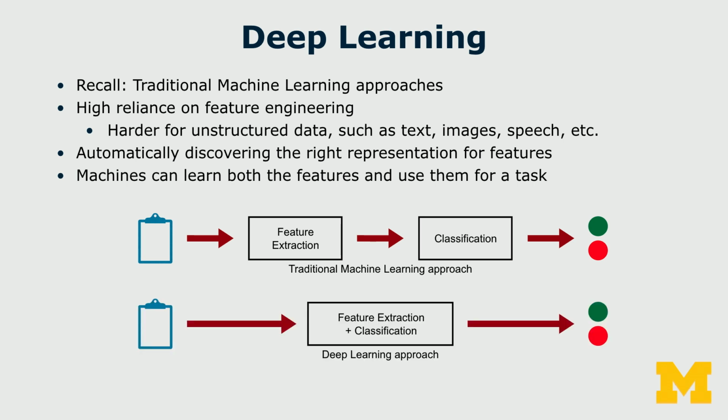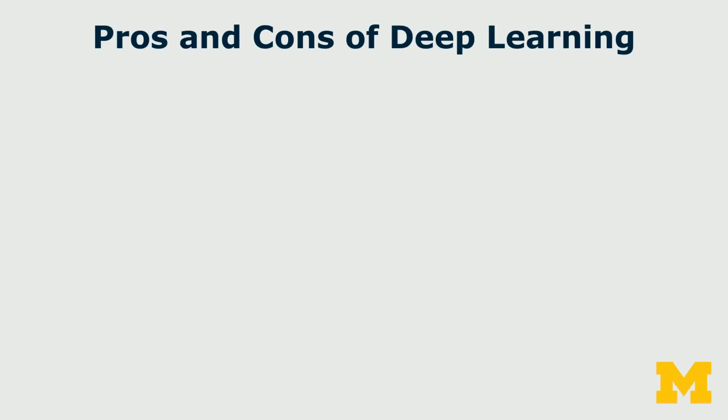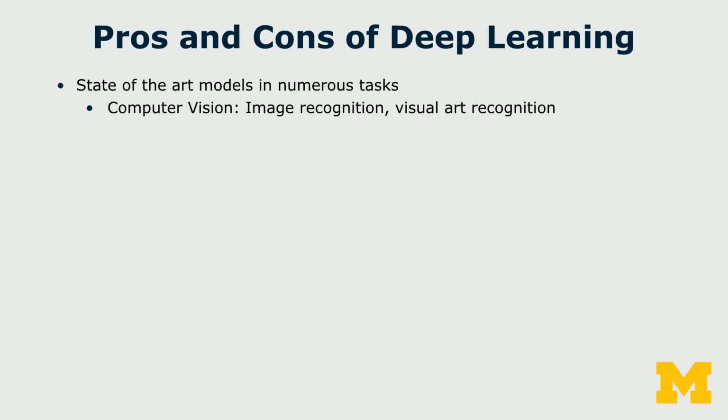For deep learning, we combine these two components. The feature extraction and classification is all grouped into one deep learning approach, so that the effort that is spent in engineering features is taken away, and in fact you can think of a deeper representation of data directly. So what are the pros and cons of doing it this way? One of the biggest advantages is that deep learning is now the state of the art in numerous tasks and across different domains. For example, in computer vision, image recognition and visual art recognition are all models that now use deep learning approaches almost as the main approach to go to.